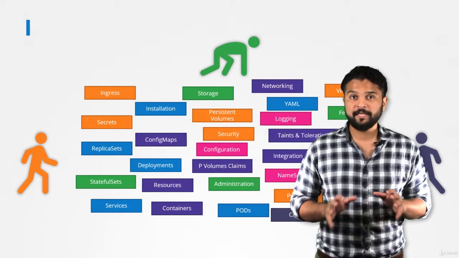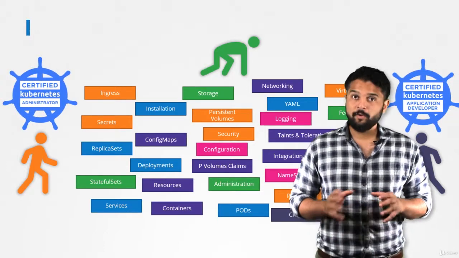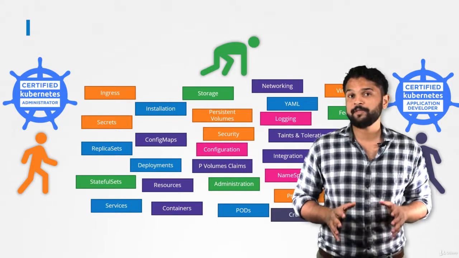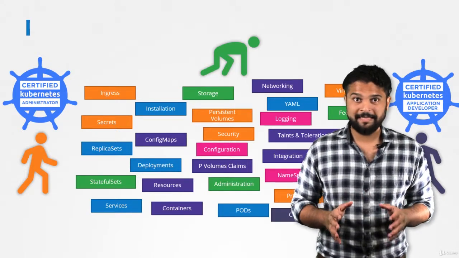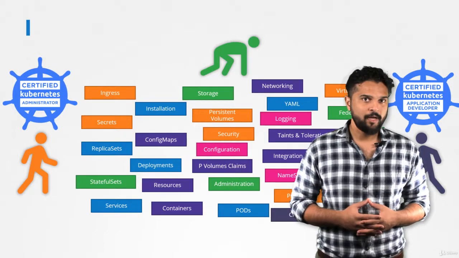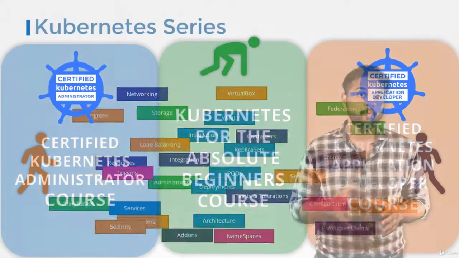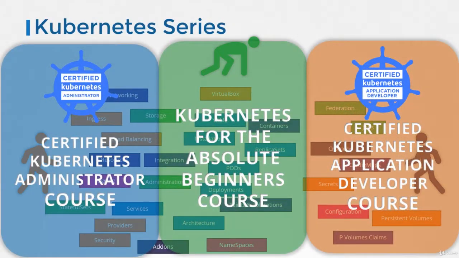And there are two certifications in the mix as well. One for the administrators and another for the application developers. Covering all of these topics for all of these students in a single course is an impossible task, which is why we created a 3-course series so each course can target specific audience, topics, and certifications. The Kubernetes for the Absolute Beginners course, the Certified Kubernetes Administrators course, and the Certified Kubernetes Application Developers course. Let's look at what we cover in each of these courses.